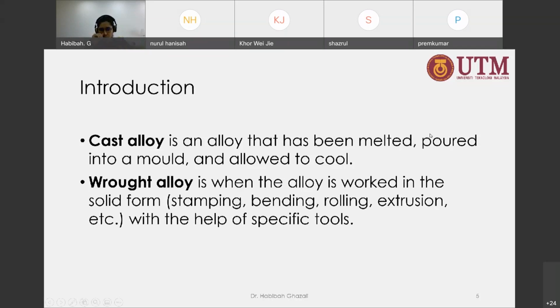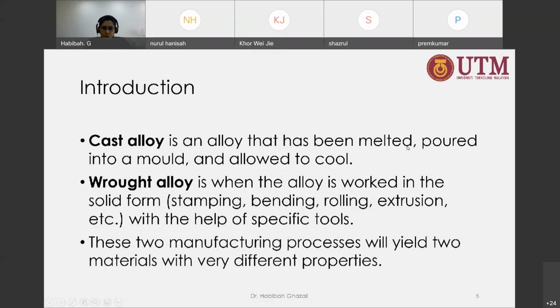And the wrought alloy is when the alloy is worked in the solid form to have its final shape. So they can be stamped, bent, rolled, extruded into their final shape. And obviously we need to use specific tools to get the shape of that final product through a plastic deformation process. So these two manufacturing processes will yield two materials with very different properties.